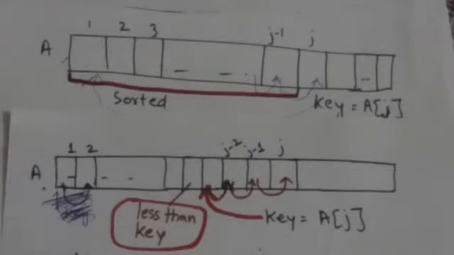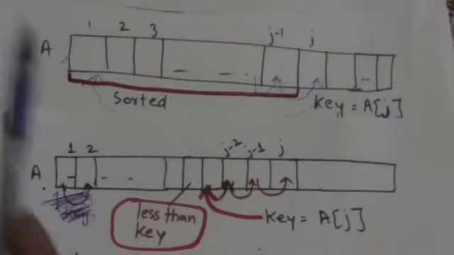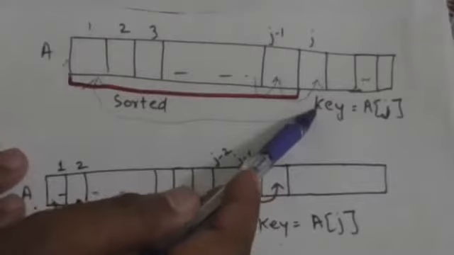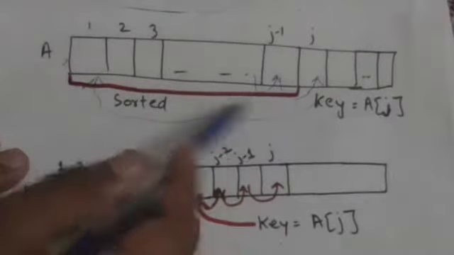We will stop when either we reach index 0 in array A, or we get an element whose value is less than key. If we have reached index 0 in the array, then it means key is the smallest element among the sorted elements. So we will store key at index 1.